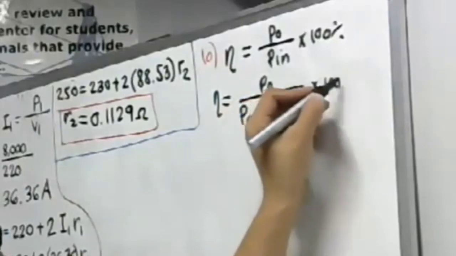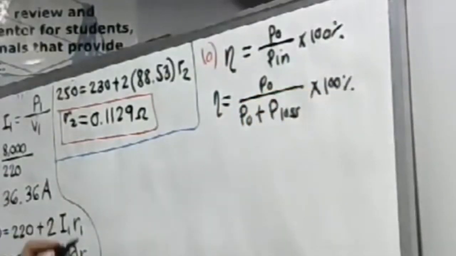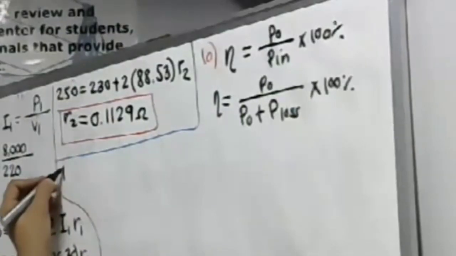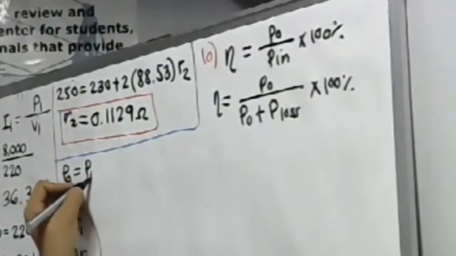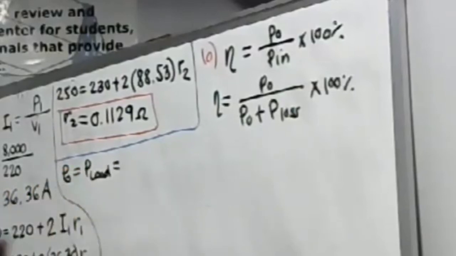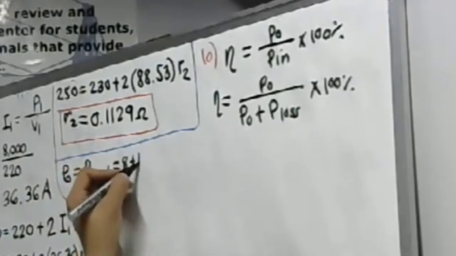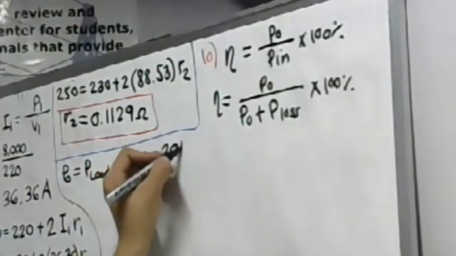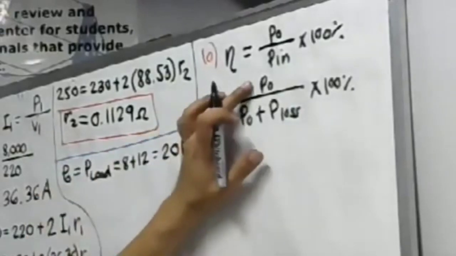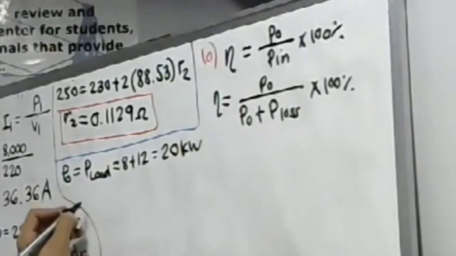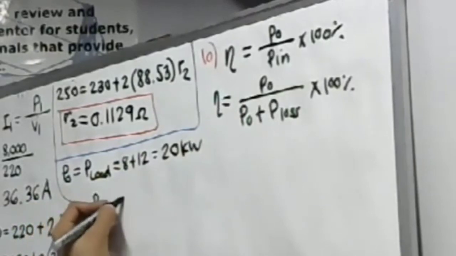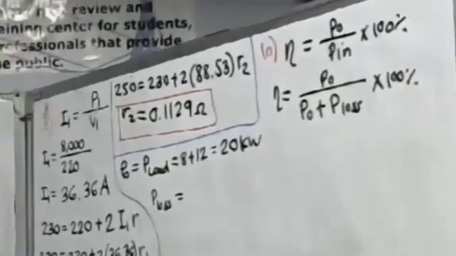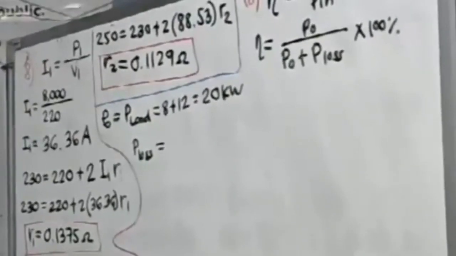The power loss. We can calculate easily the power output. And take note that the power output is always the power at the load. For this case, we have two loads. We have the 8 kilowatts and then we have the 12 kilowatts. So 8 plus 12, so we have 20 kilowatts. So we already have our P sub O. What about the power loss here? The power loss is actually the power dissipated in the resistance of the feeder wires.